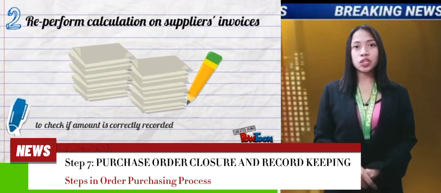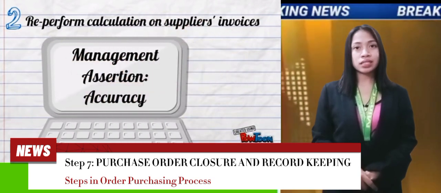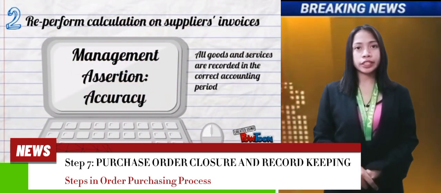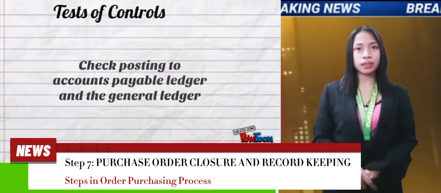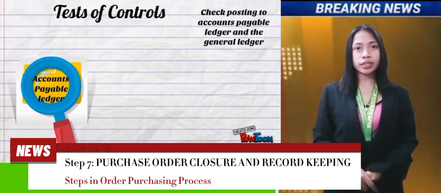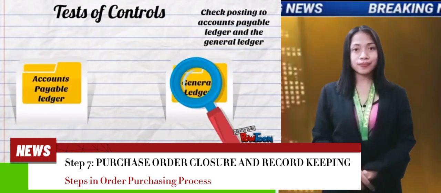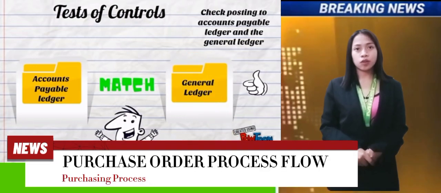Step 7. Purchase order closure and record keeping. If the data on all documents match, the confirmed invoice is forwarded to the finance department for payment. Once a company pays for the purchase, it can close the purchase order and save it into the records along with the invoice.